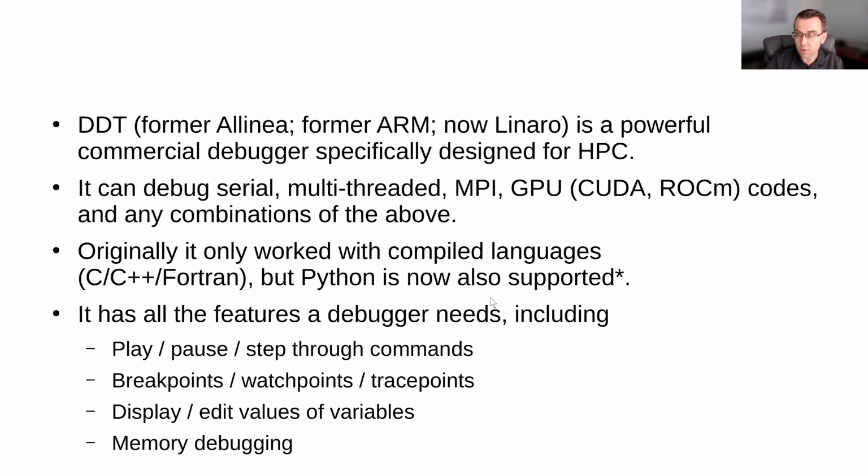SharkNet has had DDT for a long time, since 2007 or so. For a long time, it only worked with compiled languages, C, C++, Fortran. But relatively recently, Python support was added. And because it's a fairly recent addition, it's still a bit lagging in terms of the features supported. But the support is improving rapidly. And that's why it's highly advisable, if you are a Python user, to use the most up-to-date version of DDT, and more about that later.